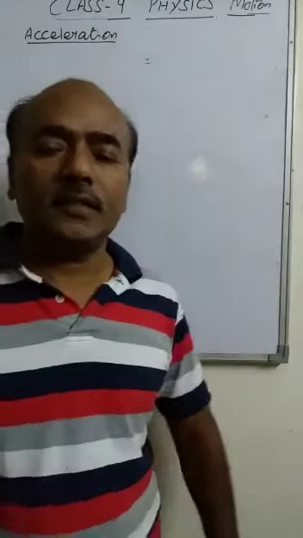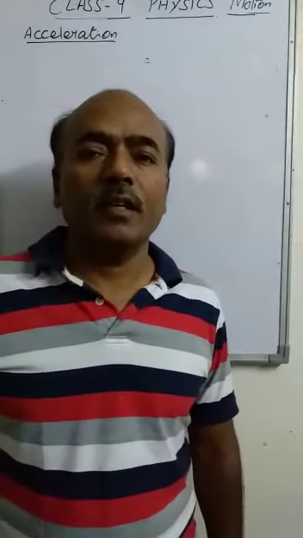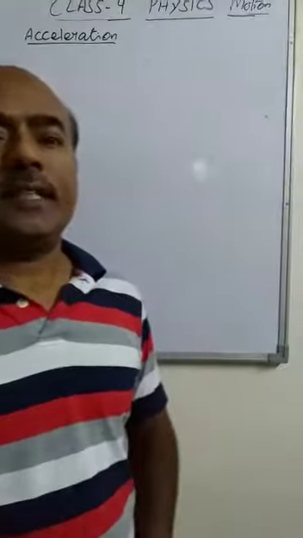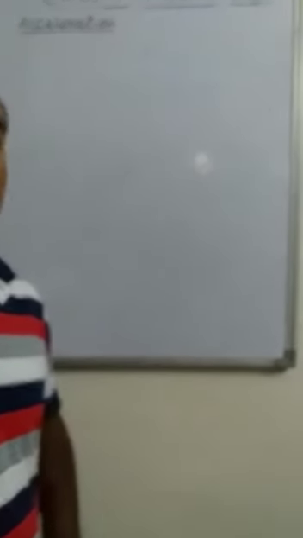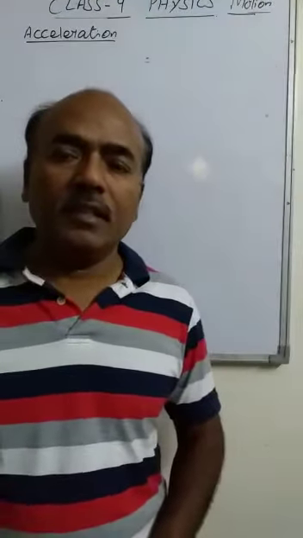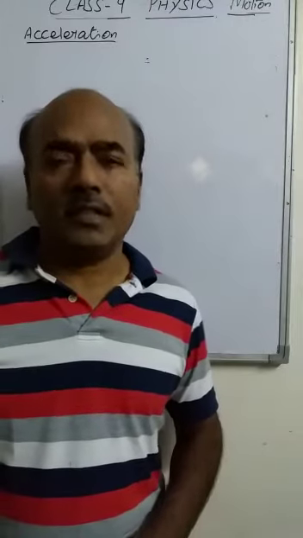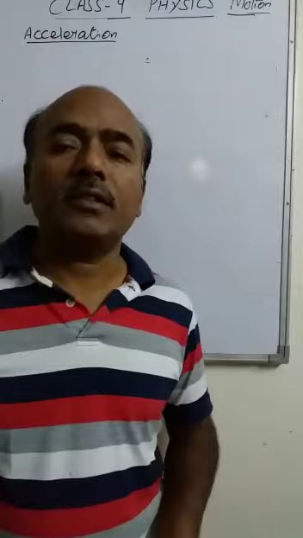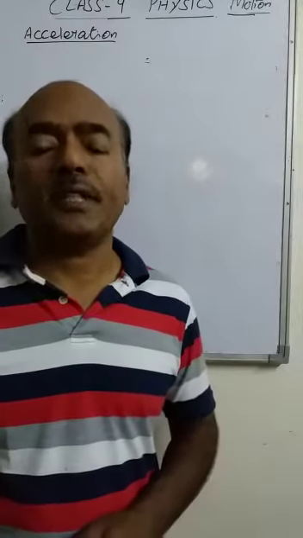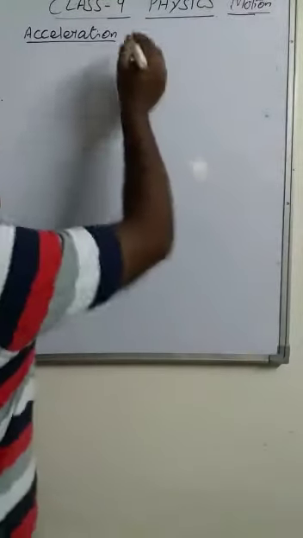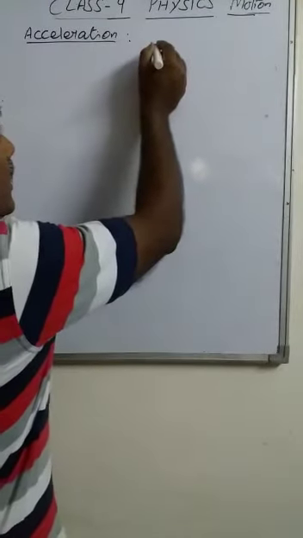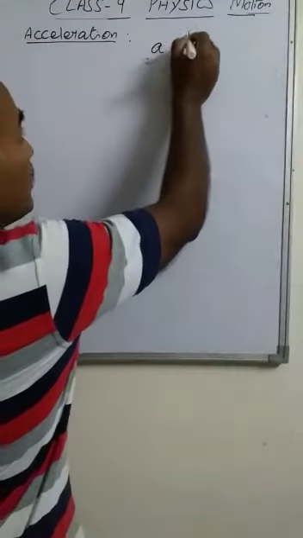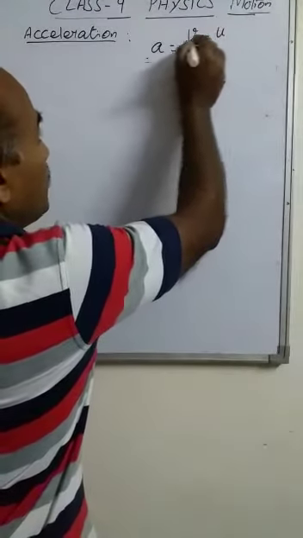In the last session, we were talking about acceleration. Acceleration is the rate of change in velocity, or the change in velocity of an object per unit time. That is, symbolically, it is written as (v minus u) upon t.